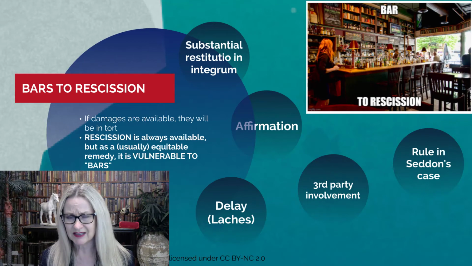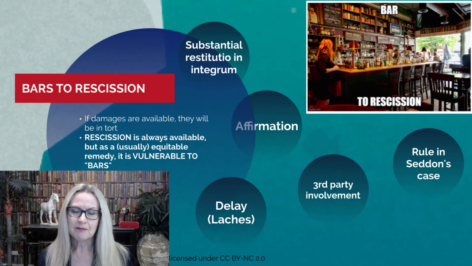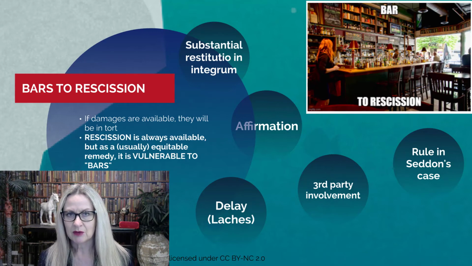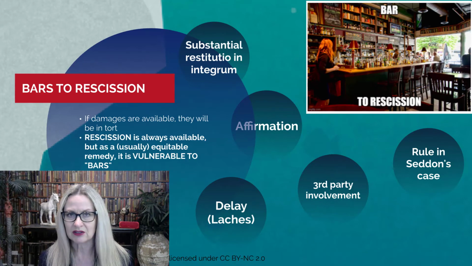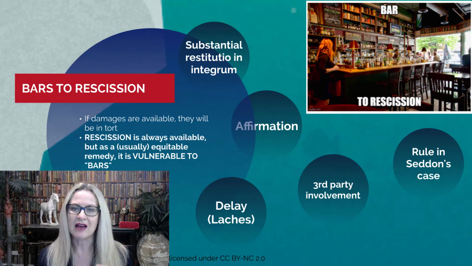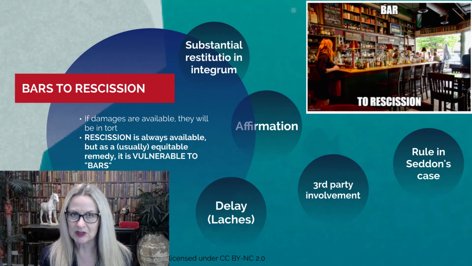Rescission is technically available at common law, but in order for rescission to be available at common law, we have to be able to get what we call precise restitutio in integrum. That means you have to be able to restore the parties to exactly the status quo ante. You have to be able to unpick that contract and put those parties back in exactly the same positions as they were before. If you can't, rescission is not available at common law.